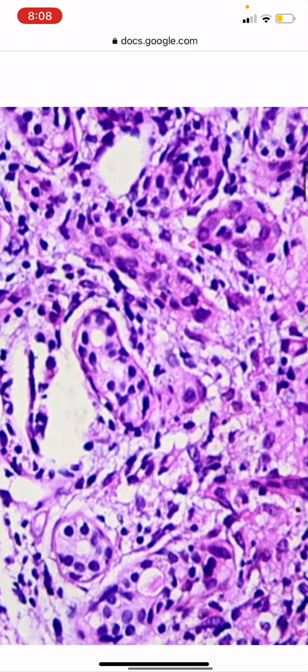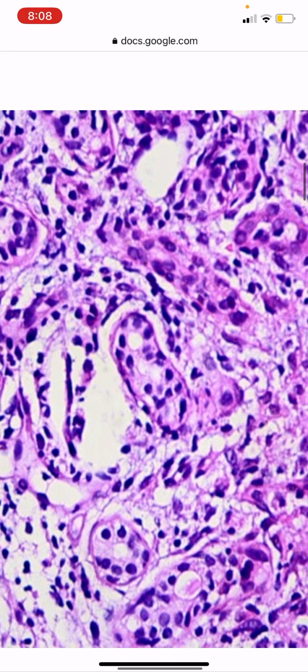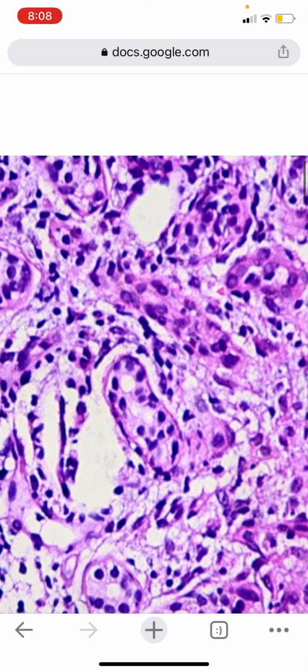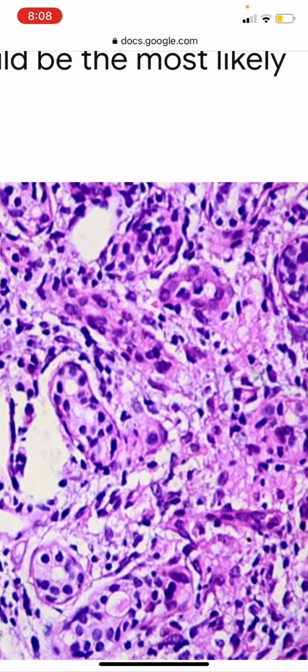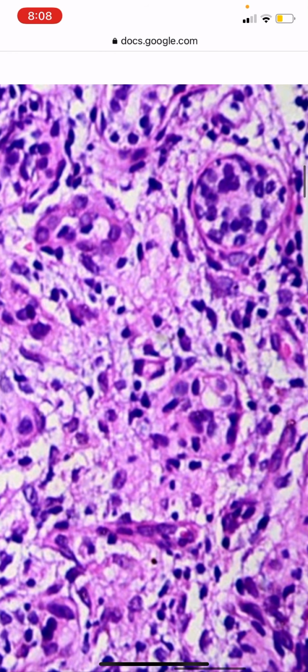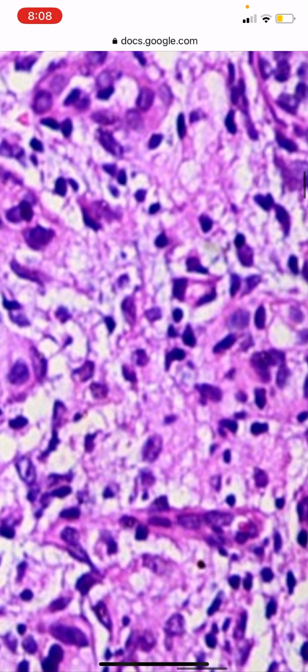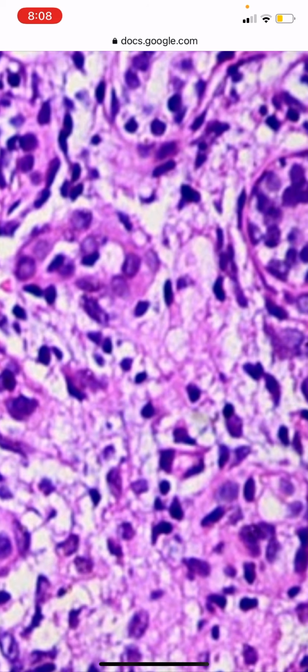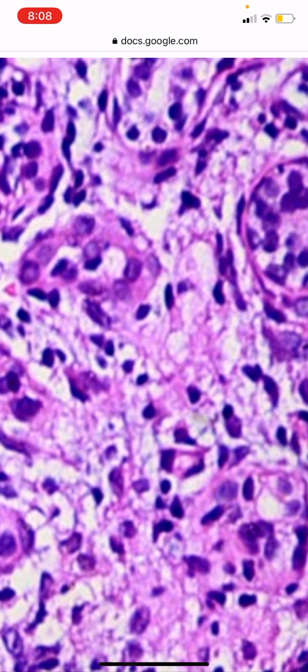Now, what you're seeing here is basically eccrine glands. These are eccrine glands with a double layer of cuboidal cells lining the lumen. Now, what you're seeing here are essentially histiocytes. These sort of epithelioid cells with a slightly pale nucleus are histiocytes, and you're seeing the cytoplasm is completely foamy. Can you see this sort of foamy cytoplasm?